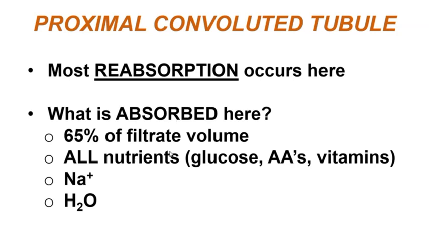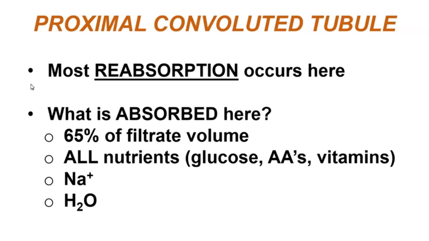So exactly what is absorbed here? We see roughly just slightly more than half of the filtrate, about 65% of the filtrate volume, is reabsorbed here. So that remaining 35% is reabsorbed by the nephron loops or distal convoluted tubules or collecting ducts.